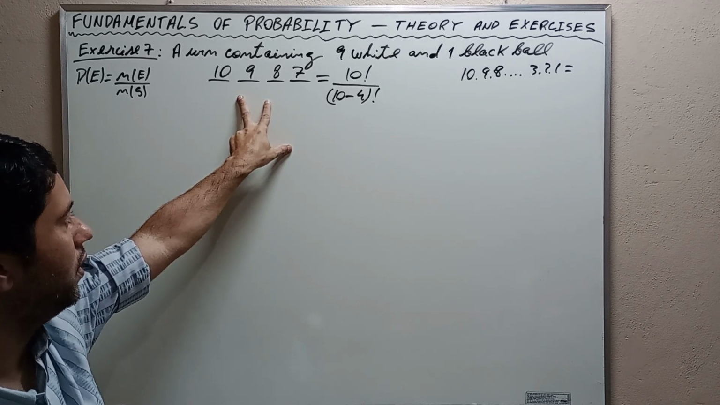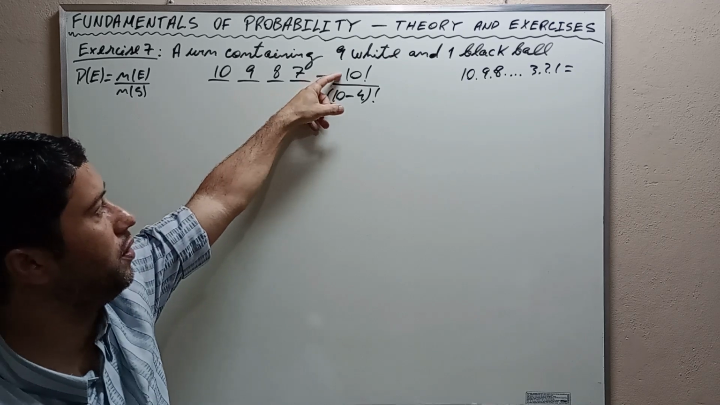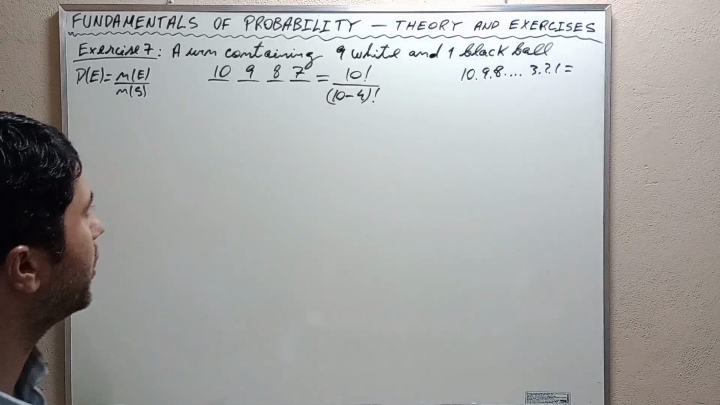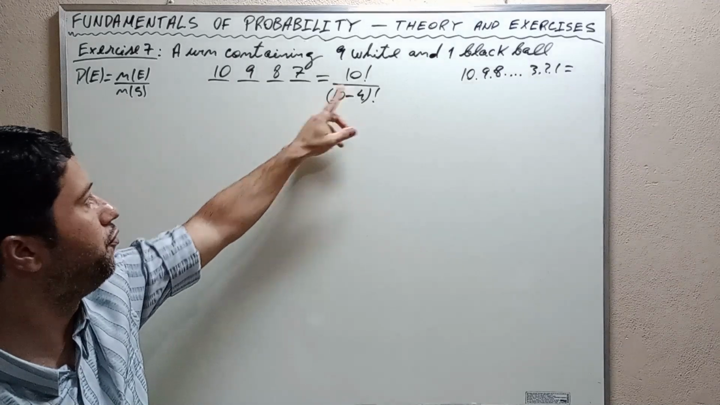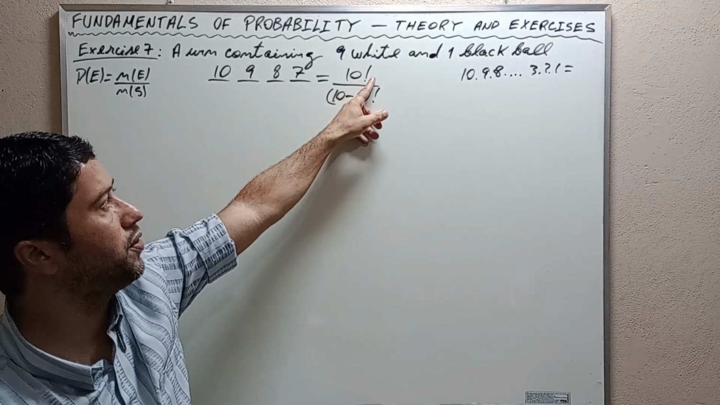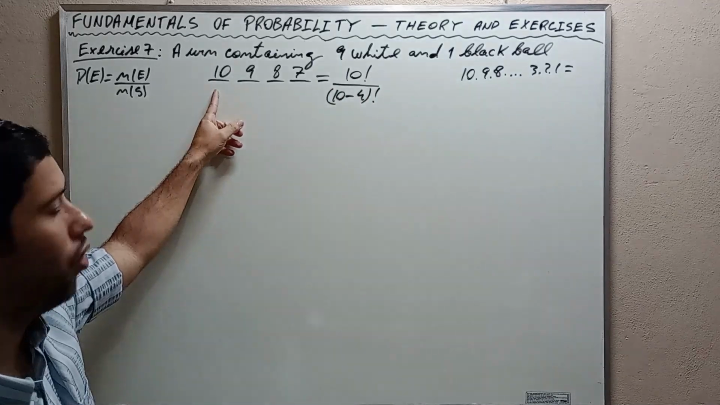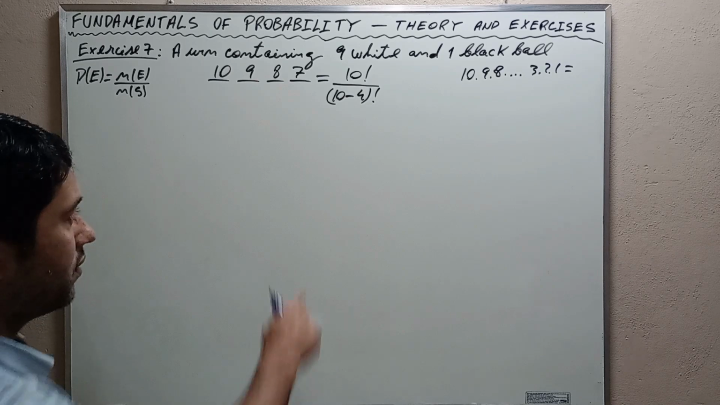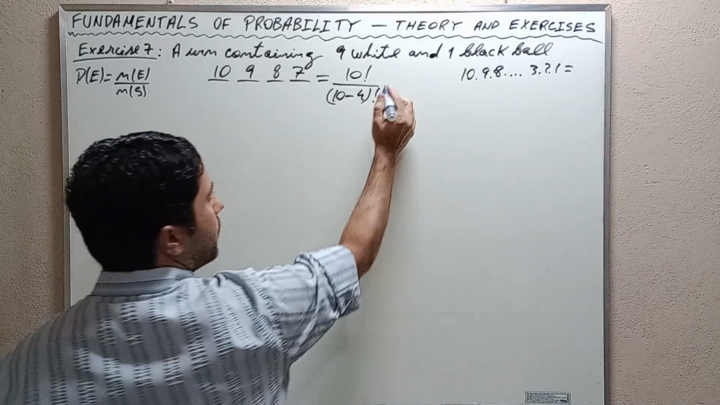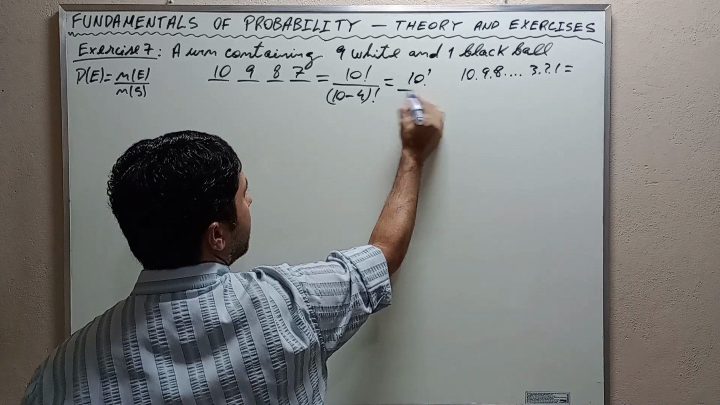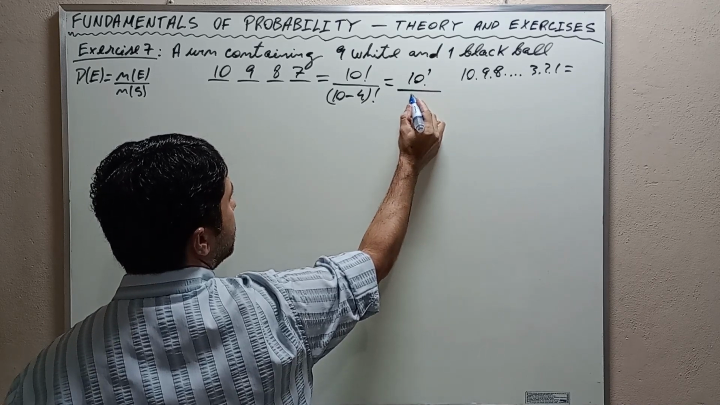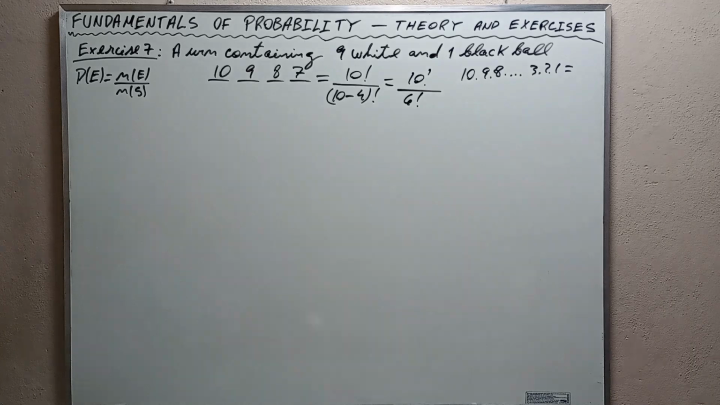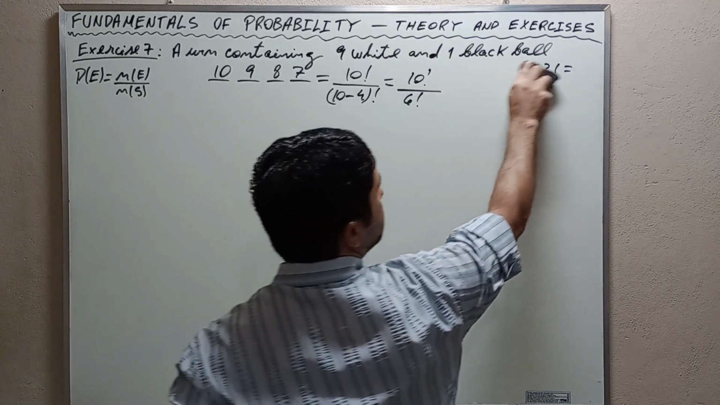Then it is not going to be simply the factorial of 4, and it is not going to be simply the factorial of 10. It is going to be only 10 times 9 times 8 times 7. This is equal to the factorial of 10 divided by the factorial of 6. My friends, this is the number that we are working with, not the entire factorial of 10.